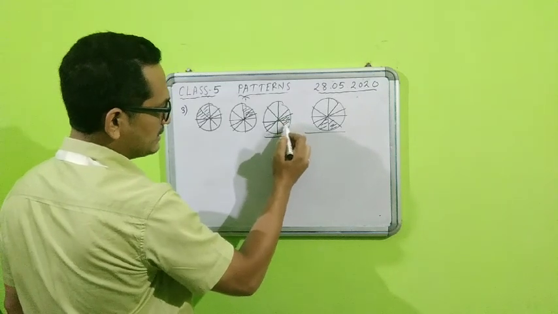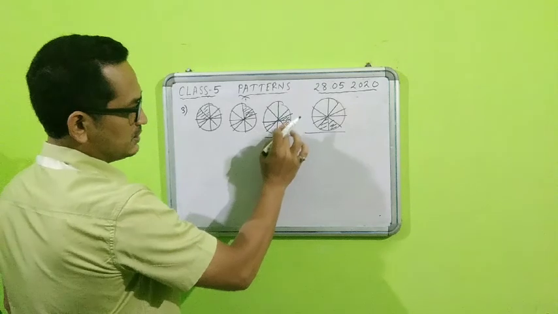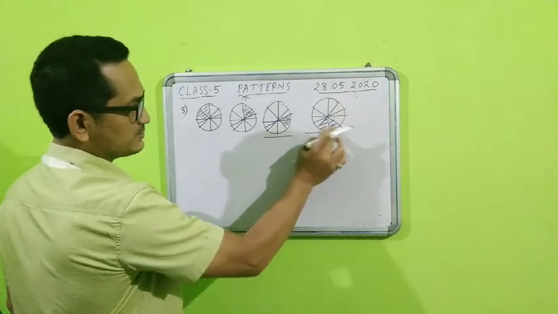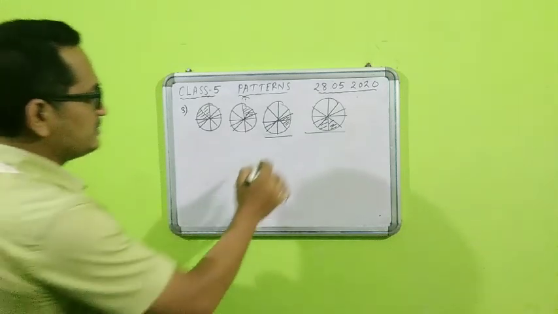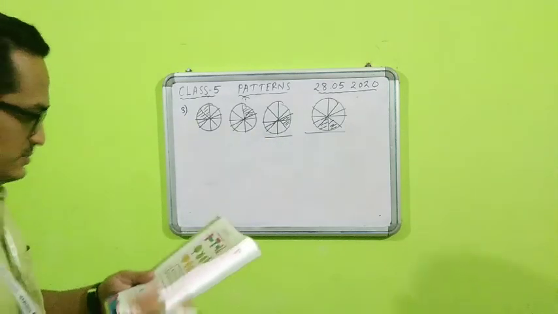Now this and this part will be colored. And you see in the next one also, these two are left, and these two are taken. If you see properly, that means the missing one will be this one. Fine. So that is 3A.